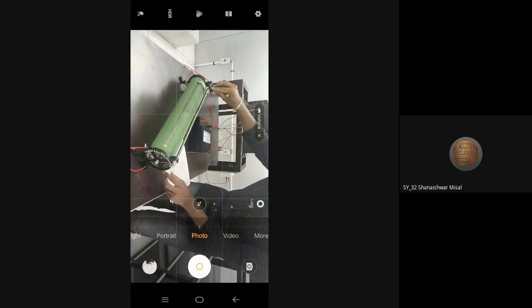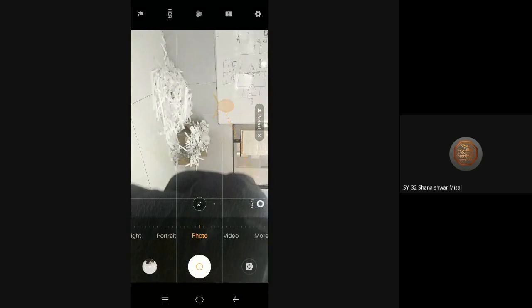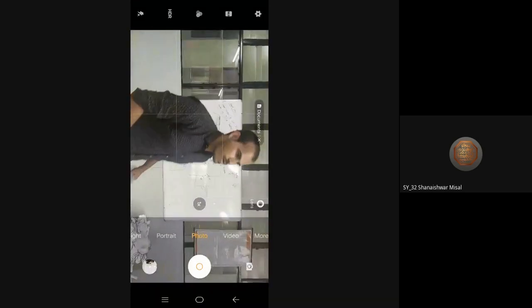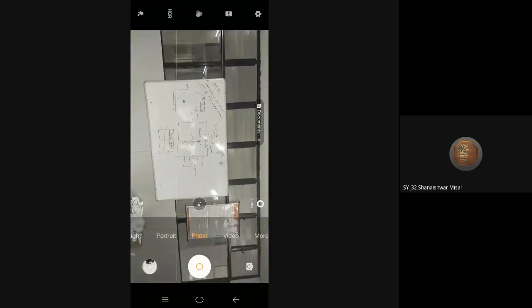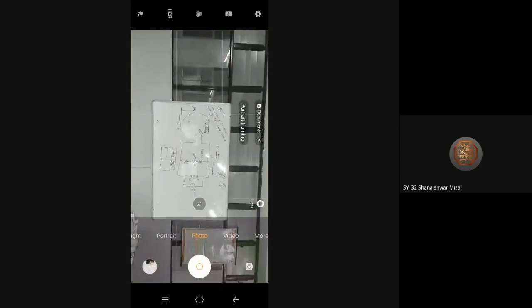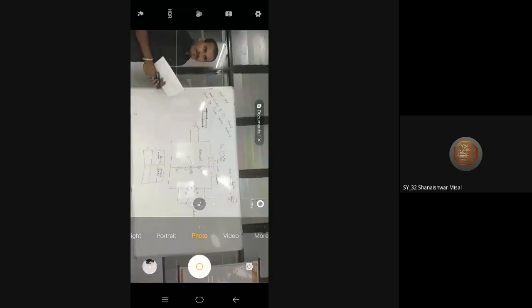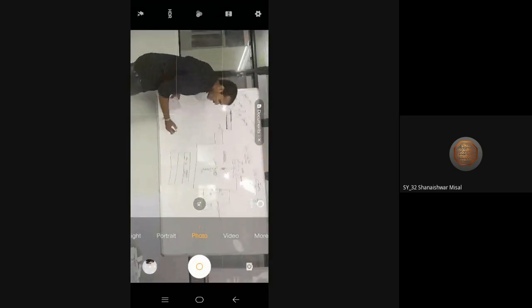Now we will reduce it to 0. We will turn off the starter and just leave this one. So now here we will take the readings. So I have 4 readings here.